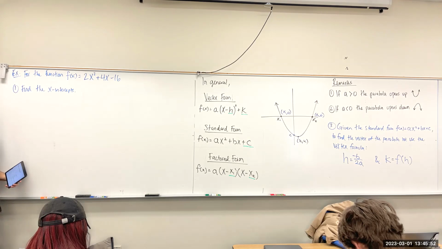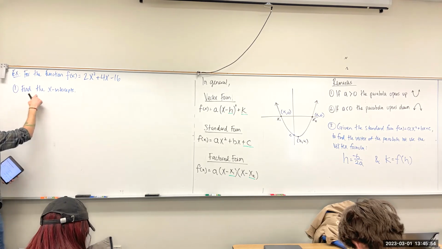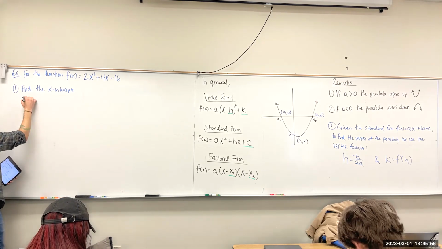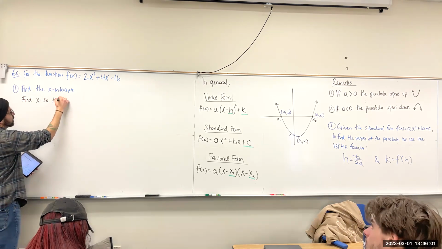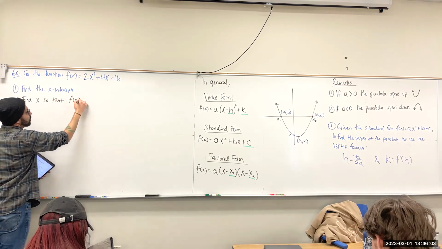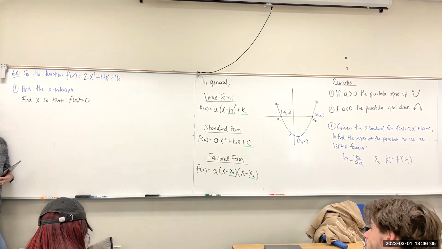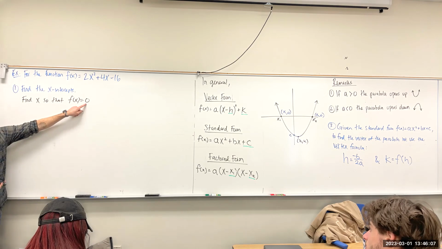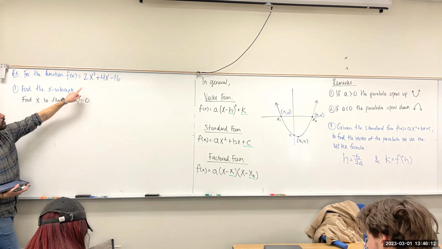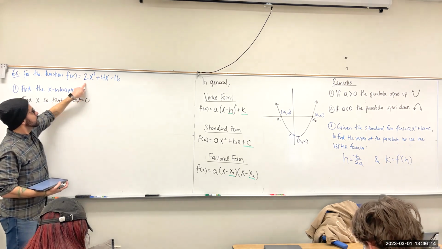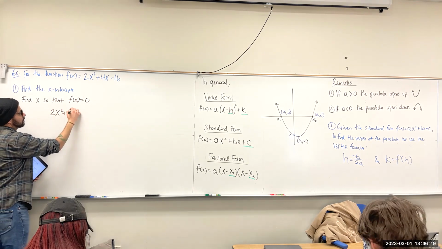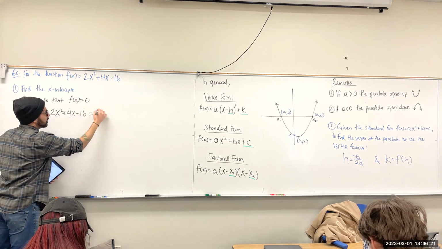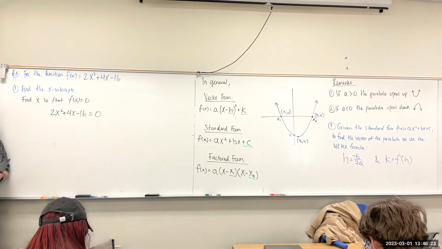I'm gonna do both, actually. So to help you answer this question, what you need to do is you need to find x so that the function will equal 0. Because that means the y value will be 0. So what we need to do is we need to set the equation equal to 0. We need to see when it'll equal 0.